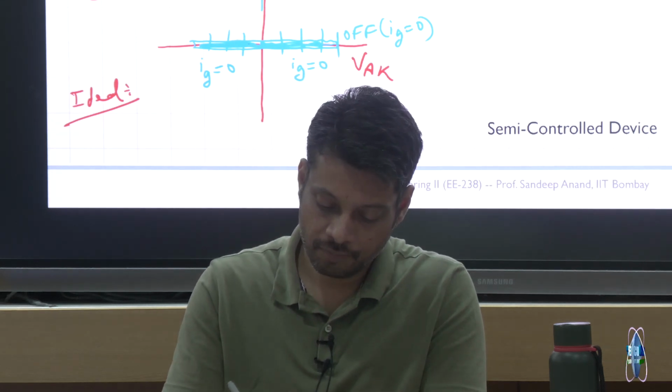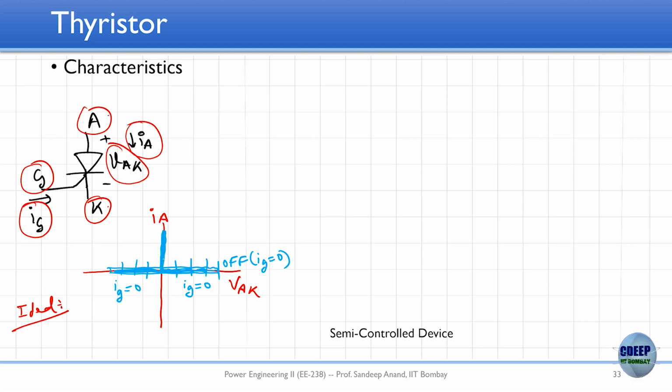So, ideally, this is how the characteristics would look like, and this is what I will call the on state if Ig is positive. As soon as I provide a gate current, even if you provide the slightest amount of positive voltage across anode and cathode, it will have a positive current flowing through it. It cannot still have negative current, right? There is no possibility of negative current. So, if you apply negative voltage, it will still have 0 current. This is how we can say an ideal thyristor characteristic looks like.